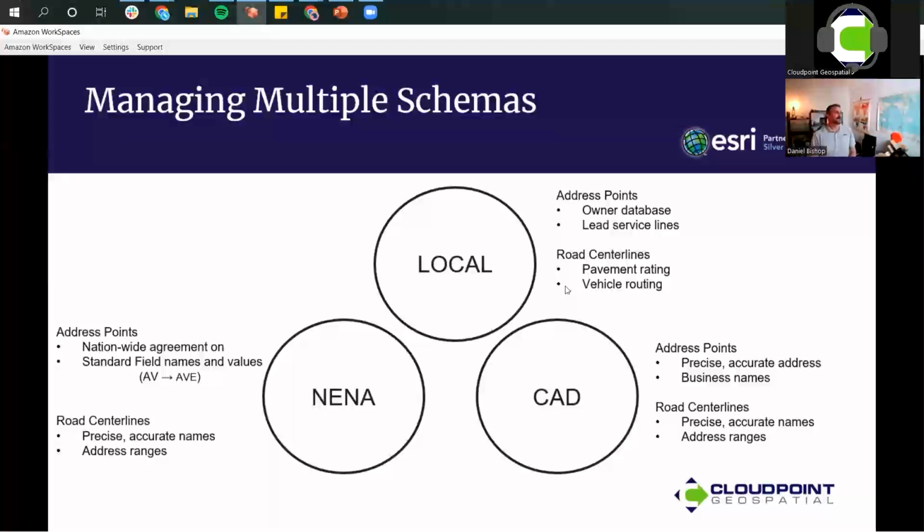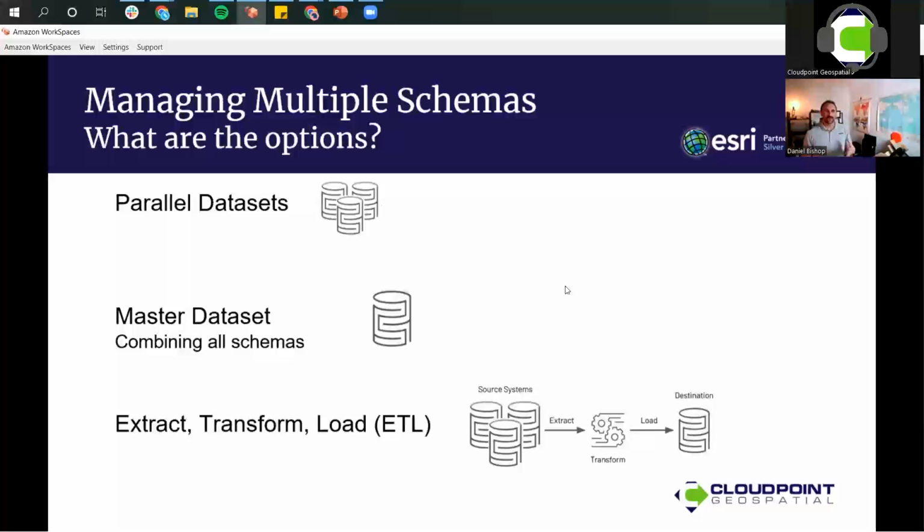All right, we're near the end, I promise. So now managing multiple schemas, looking at how we're going to handle local CAD and NENA schema types. We have a few options. One is parallel data sets. That's the simplest option. Then we have a master data set option, or an extract, transform, and load option.